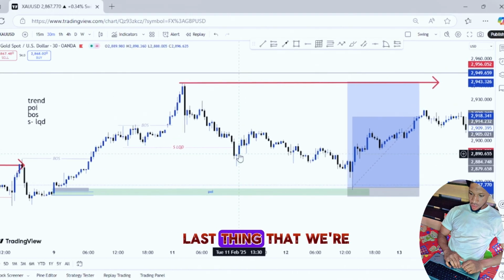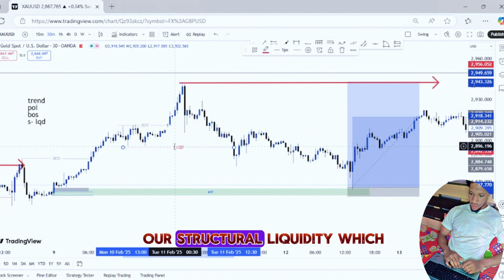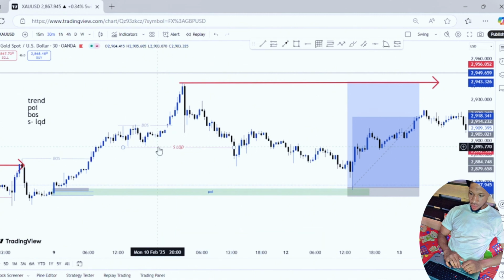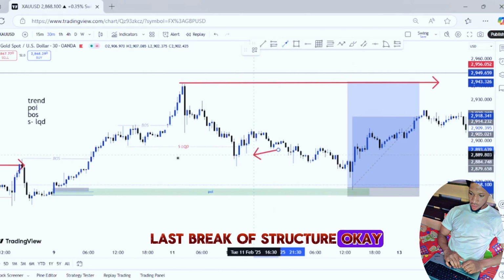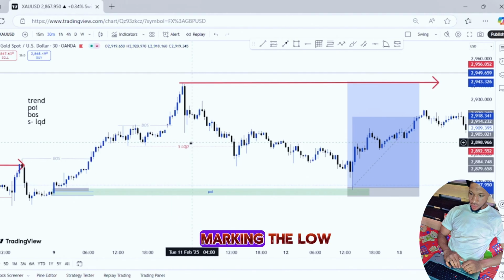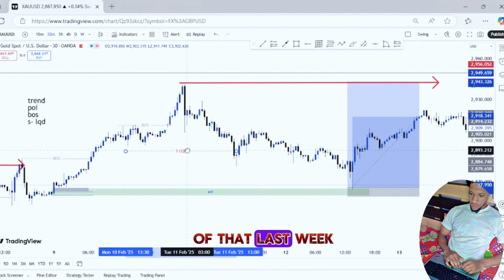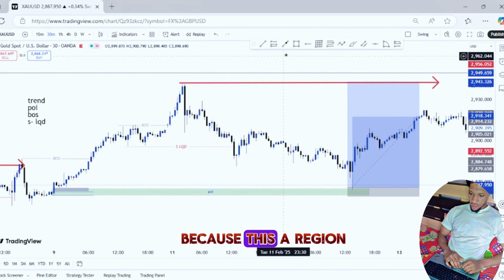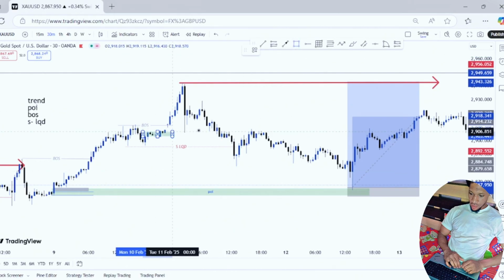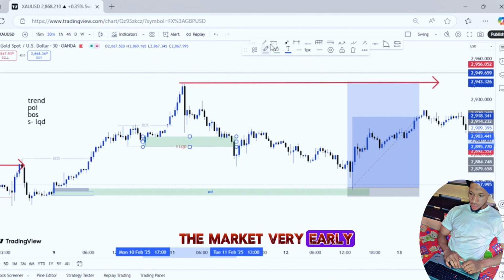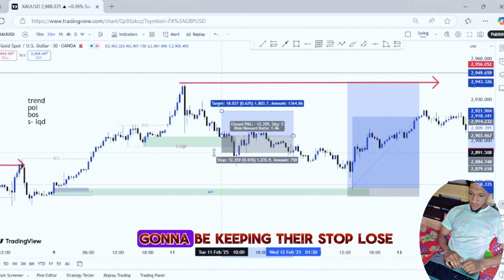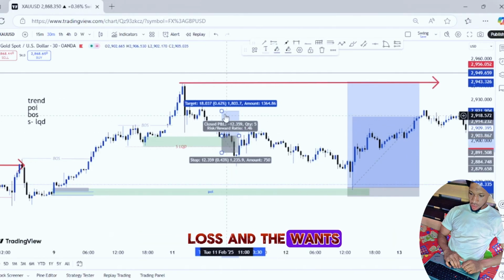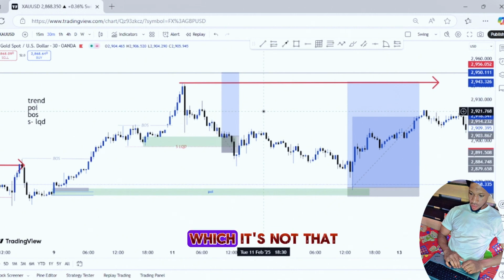Okay, so now the last thing that we're going to be doing, since we'll be able to point out our structural liquidity, which is here, the low of that last break of structure. Okay, so this is the last break of structure. So you're going to be marking the low of that last break of structure, because these are regions where a lot of people want to get into the market very early. Those impatient traders. Okay, these are places that they're going to be keeping their stop loss and they'll want price to move to the sky, which it's not that easy for price to do.